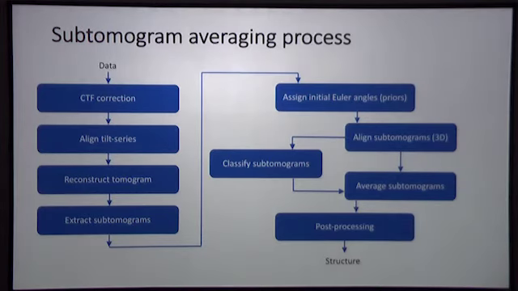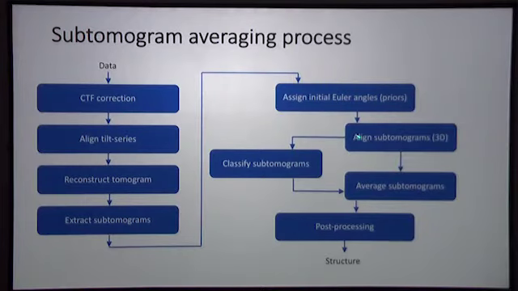If we look at that as a workflow, we're generating our data on the microscope, the CTF correction, the tilt series is aligned, the tomogram is reconstructed, the subtomograms are extracted. There are potentially initial Euler angles assigned. If, for example, we're reconstructing a protein which sits on membranes, we can see the membrane in the tomogram. And that means that we know that the object is sitting somewhere in one of these directions. It's not sitting like this next to the membrane. So we can pre-assign some of those Euler angles.